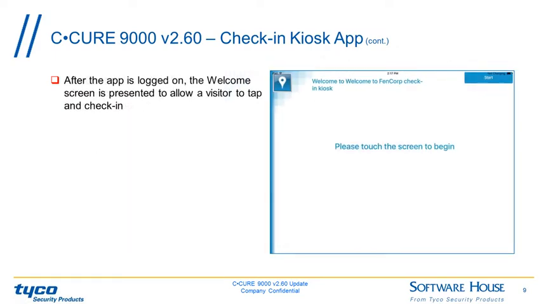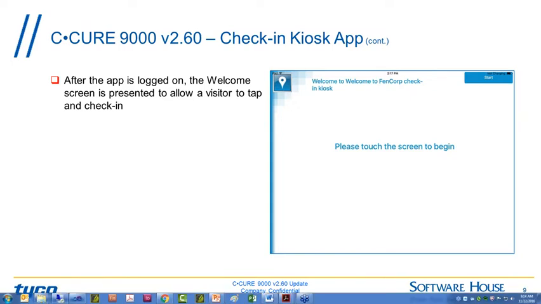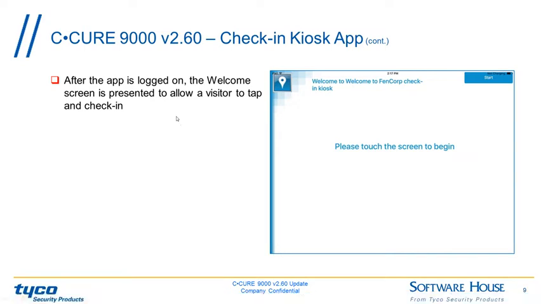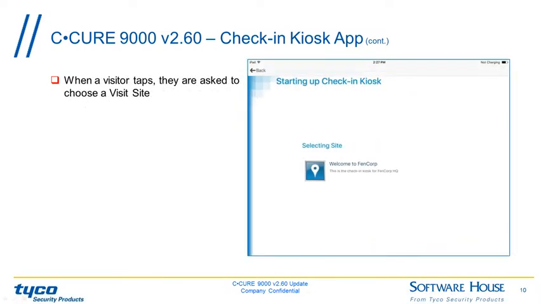After you've logged the app on, the welcome screen is presented. Again, you can see this is the default message: Please touch the screen to begin. So the visitor taps the screen to check in. When the visitor taps, they're asked to choose a visit site. Your site can have multiple visit sites being served by the one kiosk. In this case, we've only got one. So they would tap that icon, that message, in order to select a visit site.